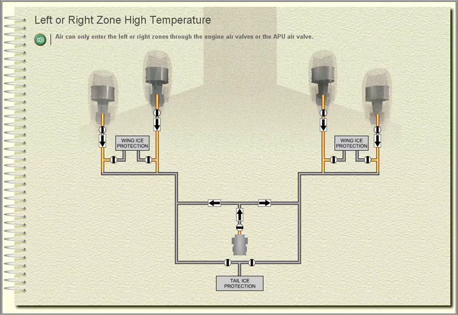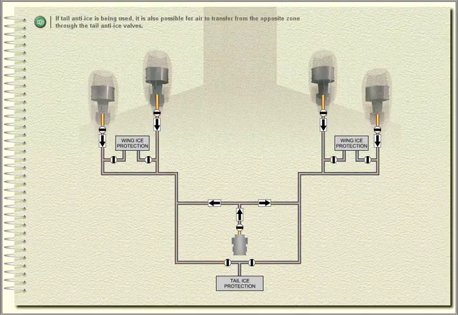Left or right zone high temperature. Air can only enter the left or right zones through the engine air valves or the APU air valve. If tail anti-ice is being used, it is also possible for air to transfer from the opposite zone through the tail anti-ice valves.